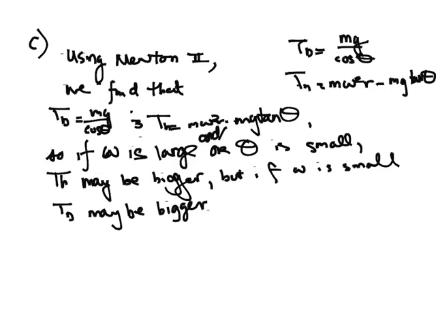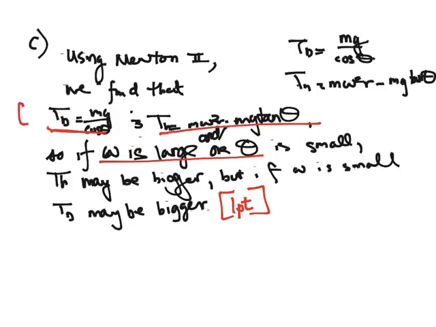Finally, in part C, there's 1 point for saying that we don't know which one is going to be bigger. Okay, so you can say that however you want, just saying you don't know which one's going to be bigger. There's 1 point for actually solving for each of these. And that's it, 12 points.